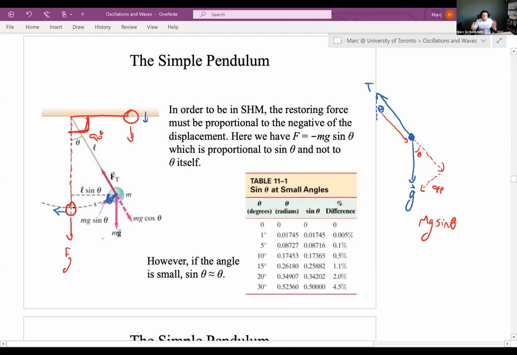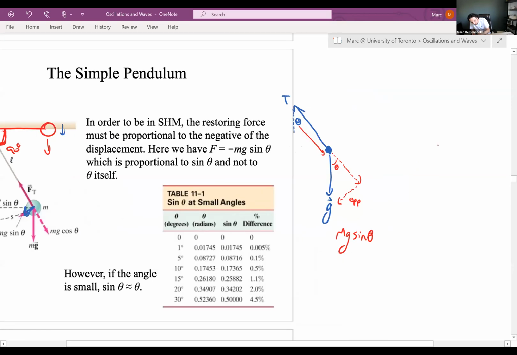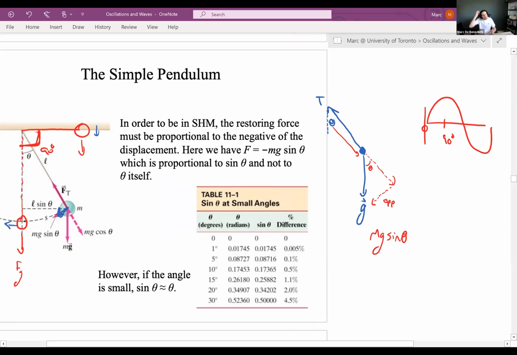Now, this means that the amount of force that is responsible for the motion is proportional to sine theta, meaning the bigger the theta, or should I say the bigger the sine theta, the bigger the force. Now, if you recall what sine theta looks like, like this. So sine theta gets bigger as theta goes between 0 and 90 degrees. You can see that in this problem here.